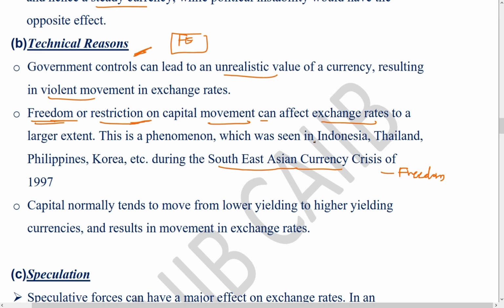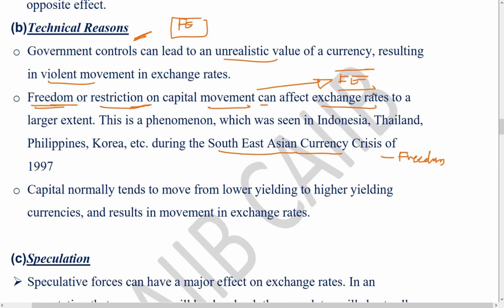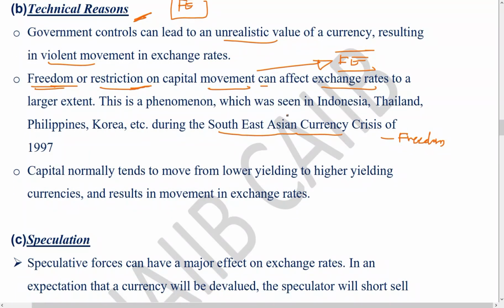So freedom or restriction on capital movement will also affect the exchange rate. Capital normally tends to move from lower yielding to higher yielding currencies. Capital means investment. So we make investments where we get a higher yield, we withdraw from the lower yielding area, and we put the money into the higher yielding area. This again will affect the exchange rate.